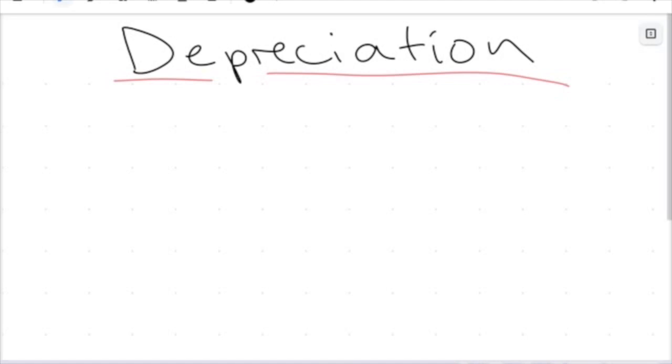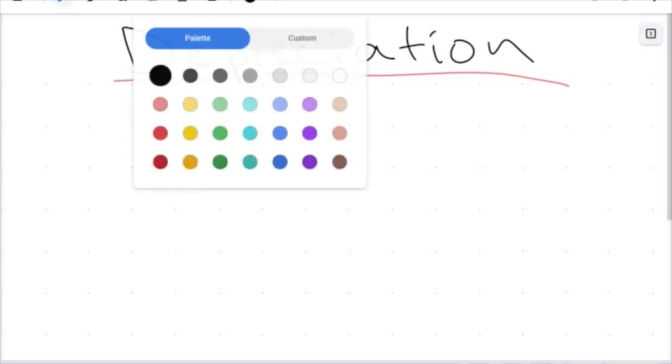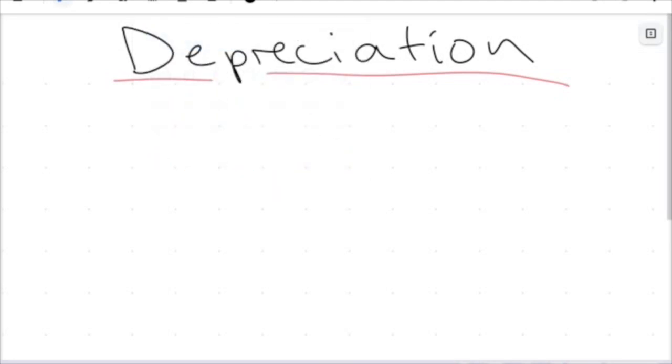Now first, let's think about what depreciation actually means. Think about even the word depreciation, how it starts, these first few letters. A word it sounds similar to is depressed, right? A good way I like to remember depreciation is when you're depressed, you feel down. So with depreciation, the value of something is going to go down.